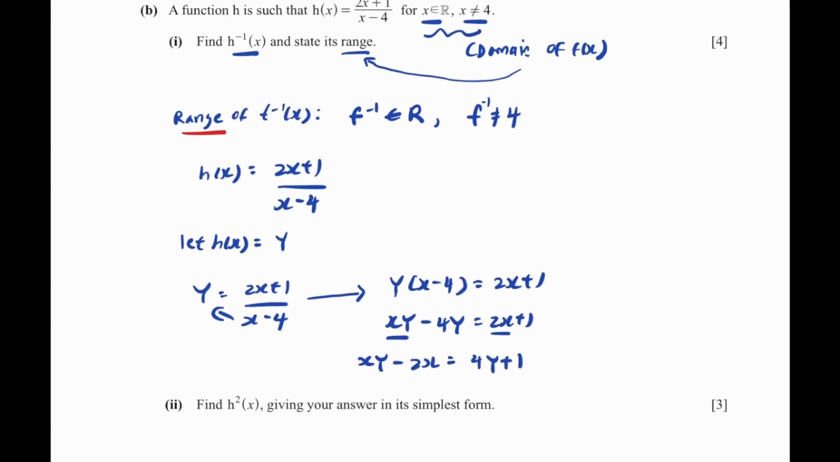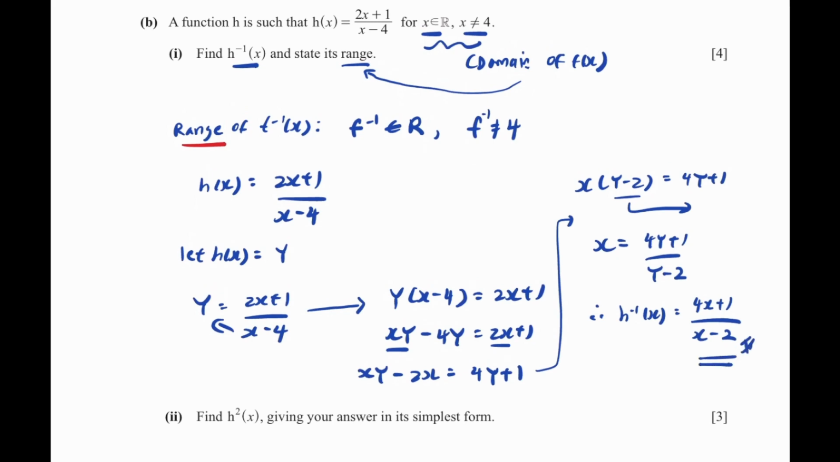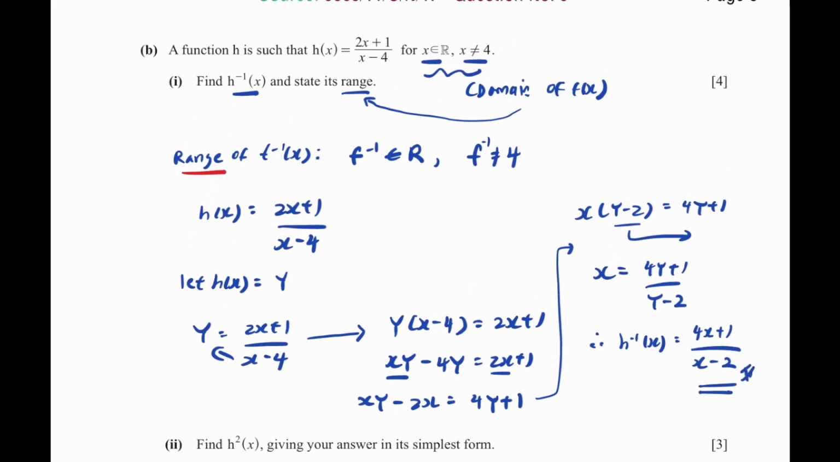Right, continue. x is equal to 4y plus 1 over y minus 2. Therefore, the inverse of h(x) should be 4x plus 1 over x minus 2. Okay, that should be your inverse of h. So this one should be worth 4 marks along with the range.